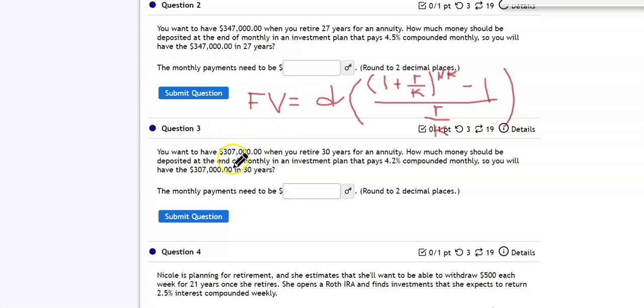Now, we want to have $307,000. That's going to go over here on the left side of the equation. Our 30 years is going to be our capital N, the number of years. Monthly is 12 times per year, so that's going to be our K. And then 4.2% interest rate will be our R, but we'll of course list that as the decimal 0.042. So let's plug in and chug through this. Let me move the window a little bit so we've got room.